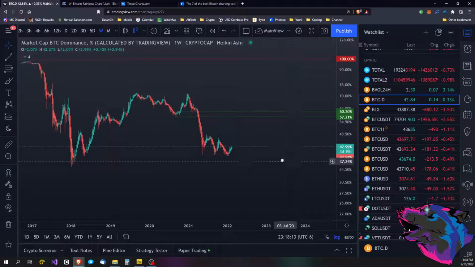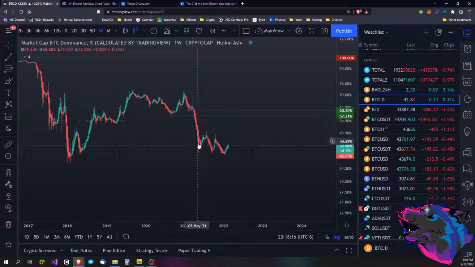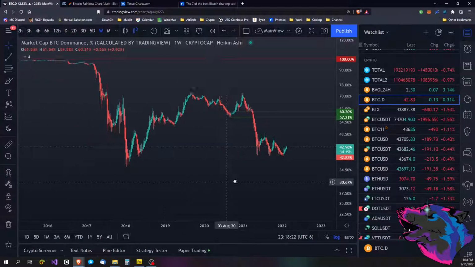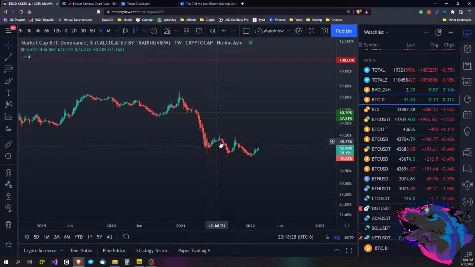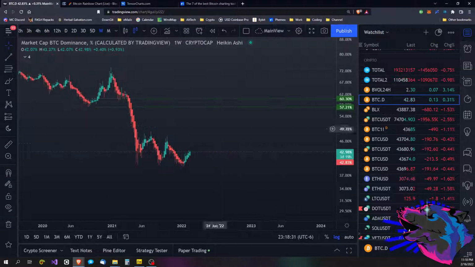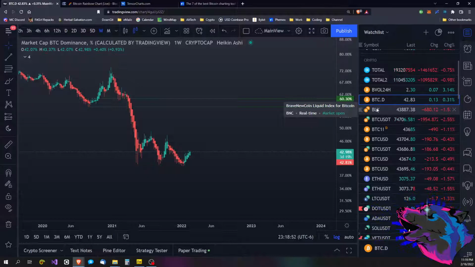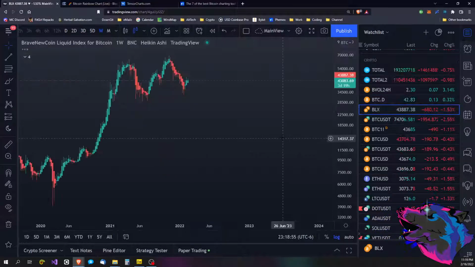So they say when Bitcoin dominance is down low like this, it's altcoin season. I don't know where everybody's at with that one, because in the macro sense we're pretty far down. So are we still in an altcoin season? Or is it only when we're trending down that people say we're in an altcoin season? Who knows? Honestly, everything's been following pretty close with Bitcoin lately, which lends credence to our little upward trend here. And then we have Brave New Coin Liquid Index for Bitcoin.